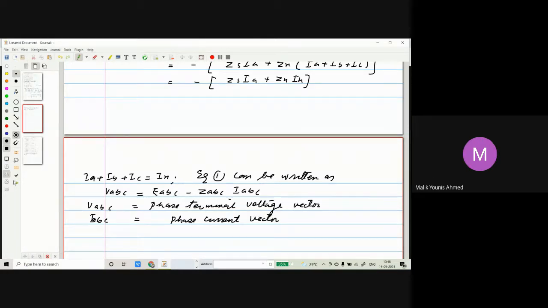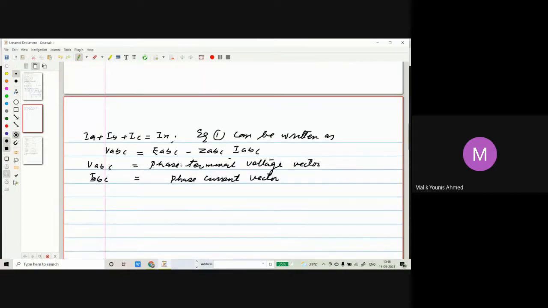Okay, now let's transform this equation, equation number 2, into symmetrical components.